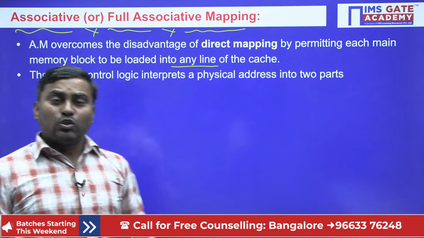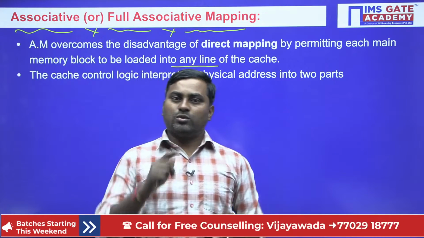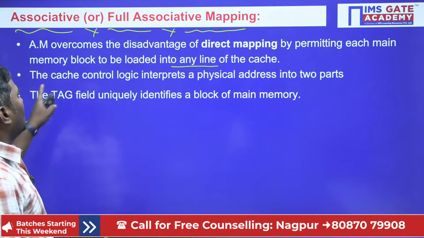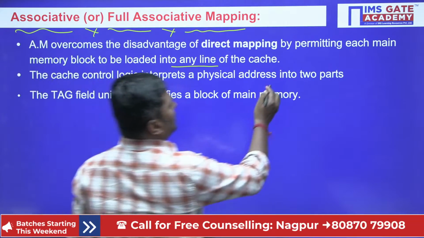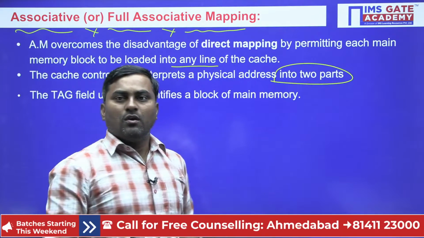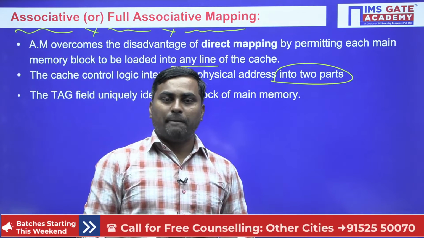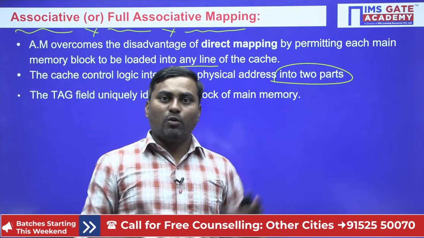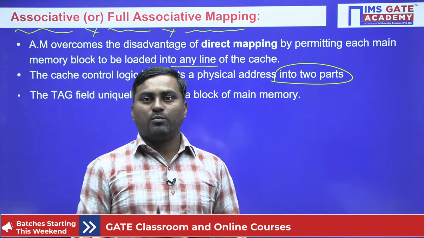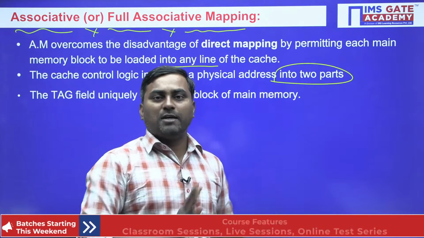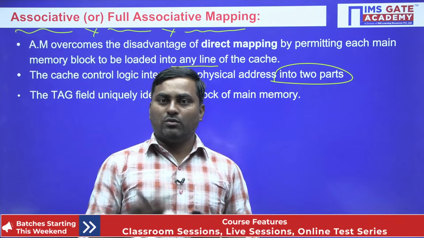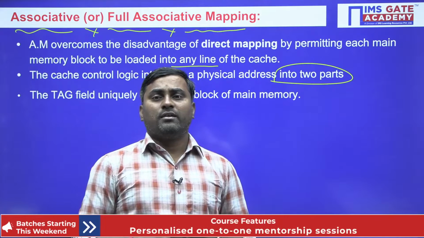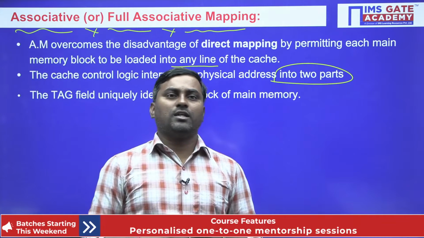Now look at this. If you place a block anywhere, searching will be difficult. How to search is important. The cache control logic interprets the physical address. In direct address mapping, the physical address is divided into 3 components: tag, block offset, word offset. There is no function k modulo in case of full associative, so the address has only 2 parts: tag bits and offsets, nothing else.